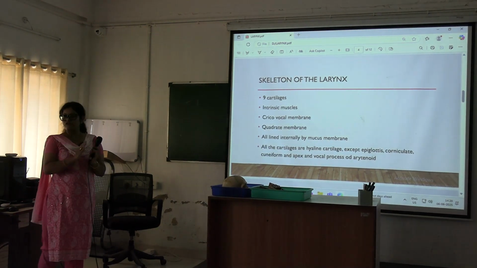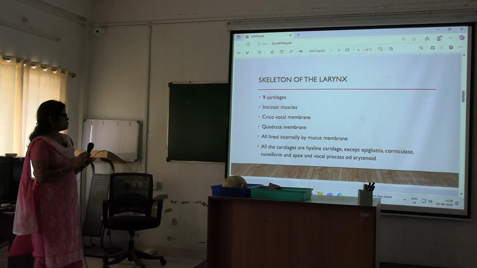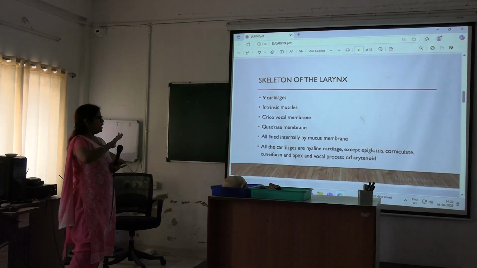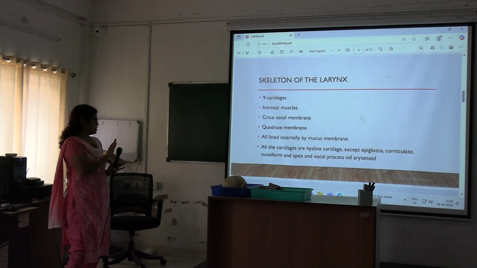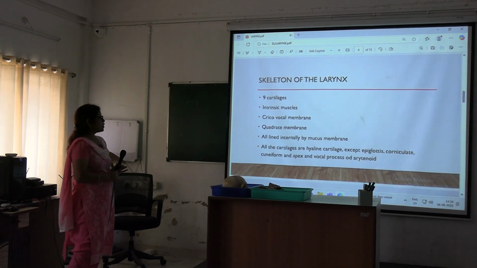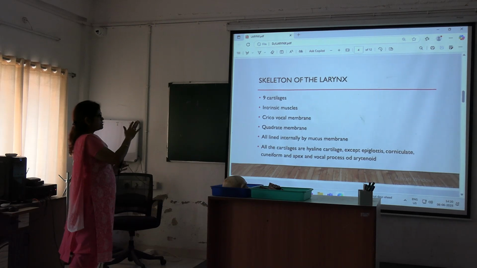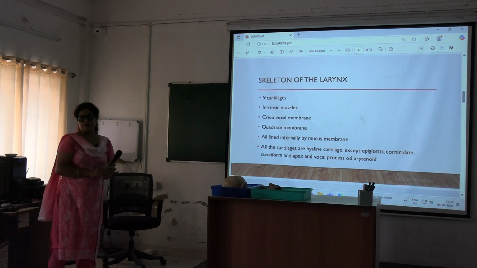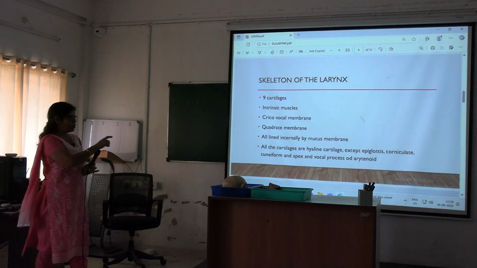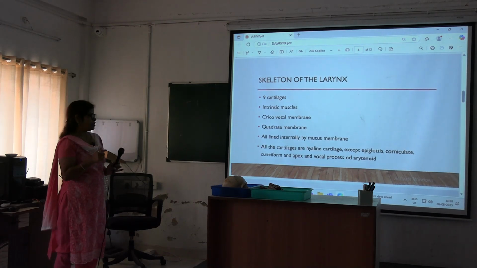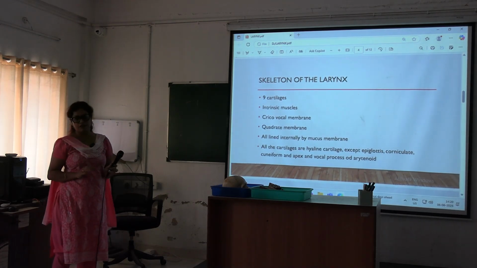It is composed of 9 cartilages, intrinsic muscles, cricovocal and quadrate membrane. All are lined internally by the mucous membrane. I am going to details later. Now you remember that all the cartilages of the larynx are hyaline cartilage, except the epiglottis, corniculate, cuneiform, and the apex and vocal process of the arytenoid cartilages.